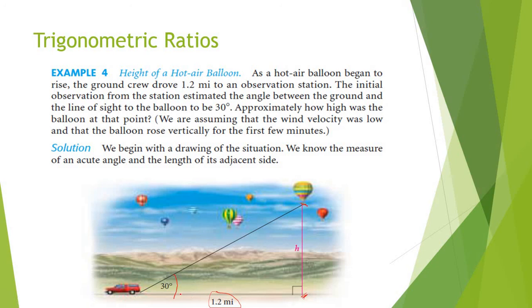We already have the diagram, a triangle diagram. We already have the angle, we have the initial distance, and we have to determine the height. So obviously, we're going to determine the opposite, and we have the adjacent. Opposite, adjacent, so we're going to use the tangent function. Tangent is opposite over adjacent, that is SOHCAHTOA.